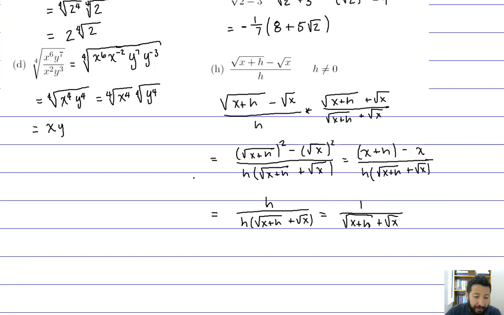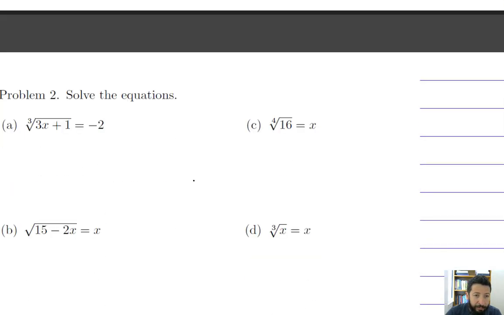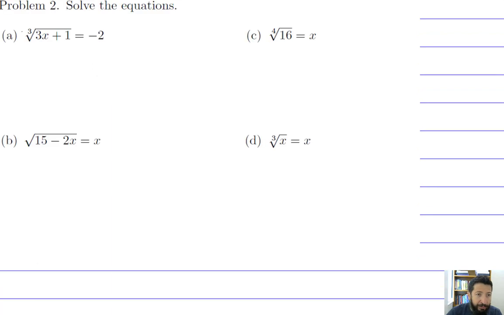All right, so let's go ahead and solve some equations involving radicals. So for example, here, if you have a cubic root, what you would do is cube both sides. So you have your cubic root, you then cube it on both sides. Again, you have a cubic root and a cube. This is an odd power. We don't care about the signs.